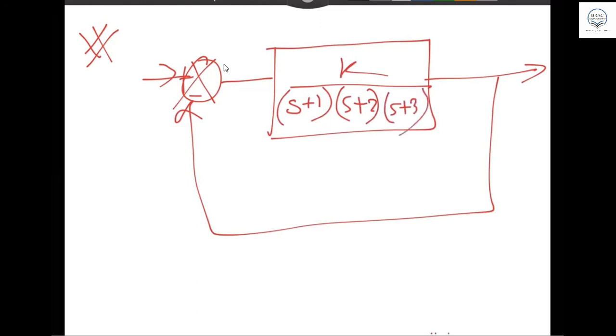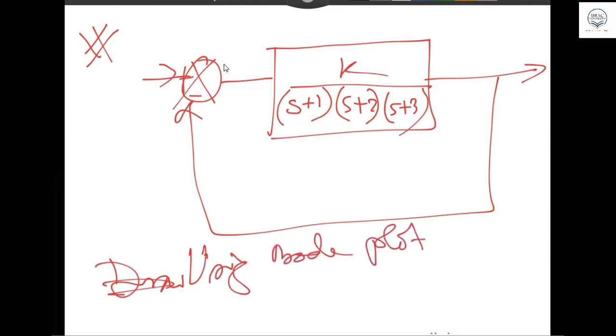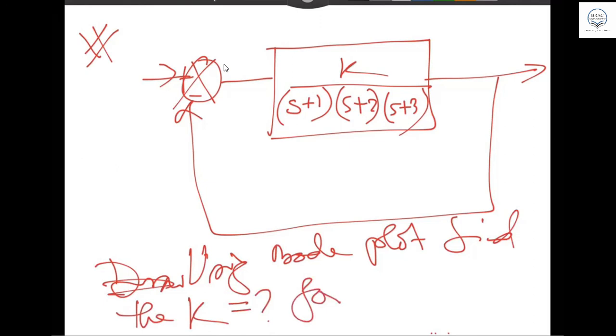Now I ask you to draw, using Bode plot, find the K value for achieving plus 50 dB gain margin. My question to you all: how will you start the answer? Within 1 minute you have to give me the answer. 1 minute. How are you going to start your problem?